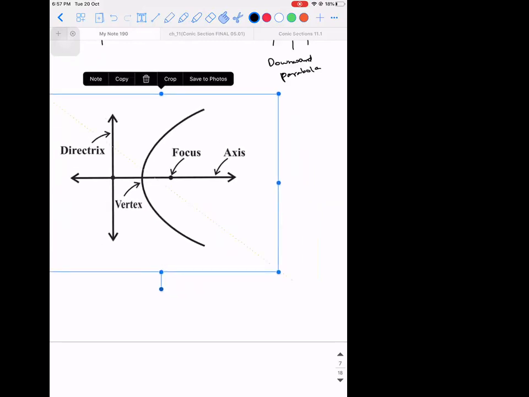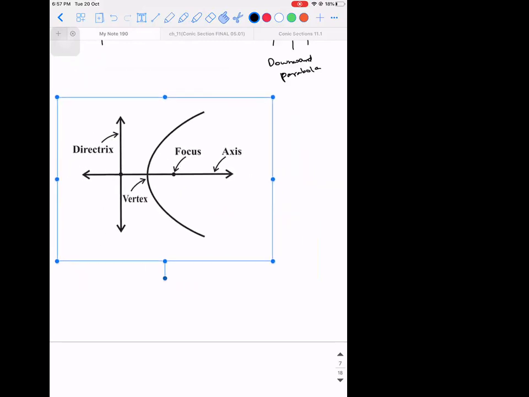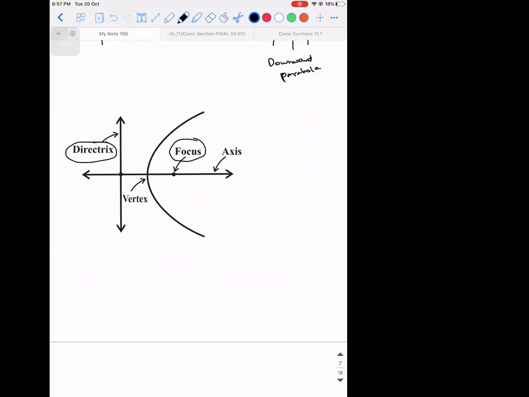So write down. We have already discussed 2 points. What are they? One is focus, and we have discussed what a directrix is also. Now see, if you are able to draw a line which is passing through the focus and perpendicular to the directrix, then that line is called the axis of the parabola.